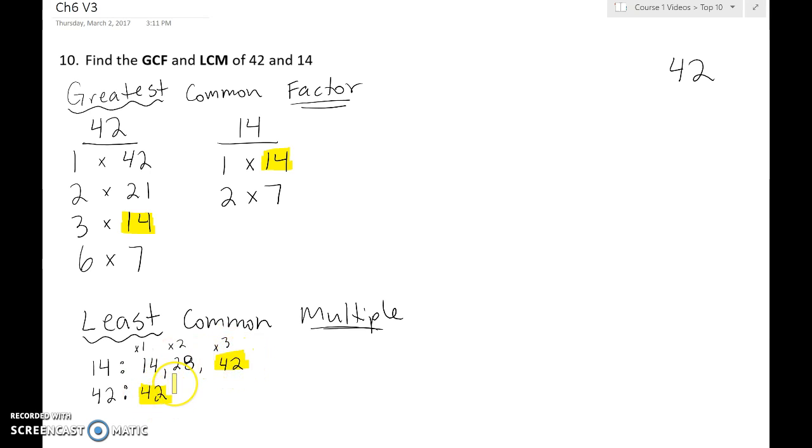So 42 times 1 and 14 times 3. The greatest common factor is 14, and the least common multiple is 42.